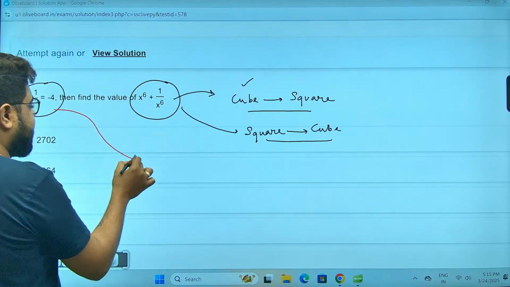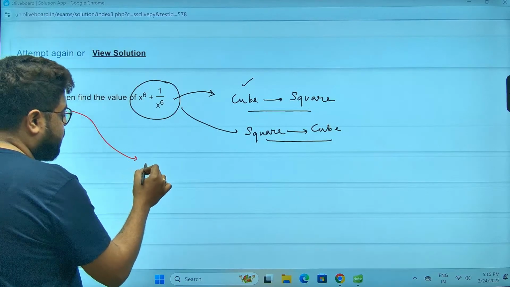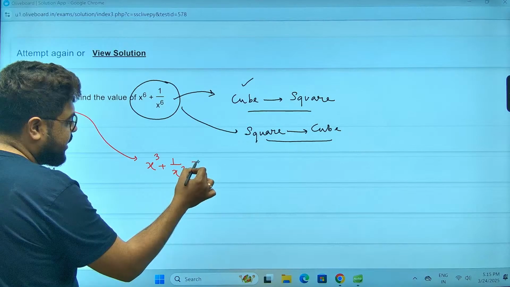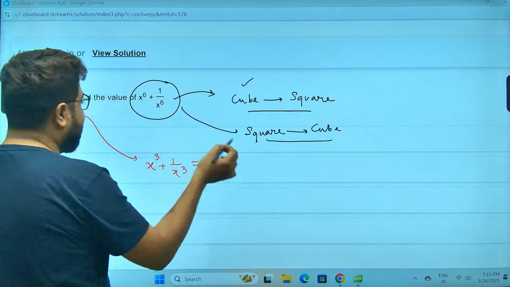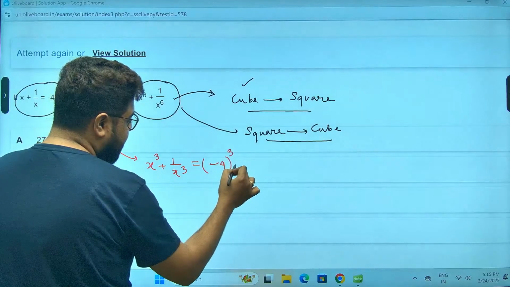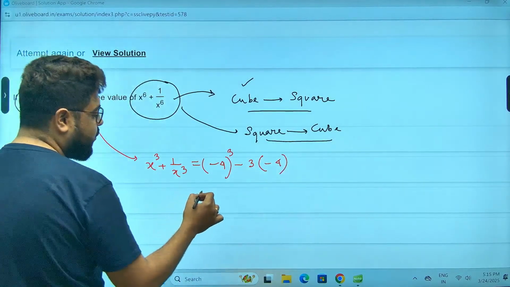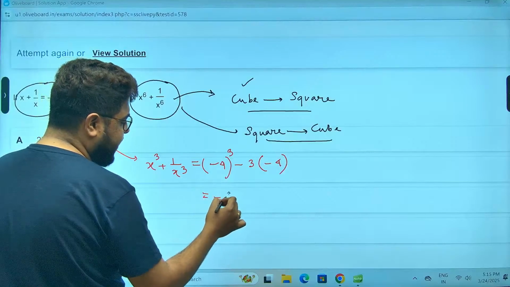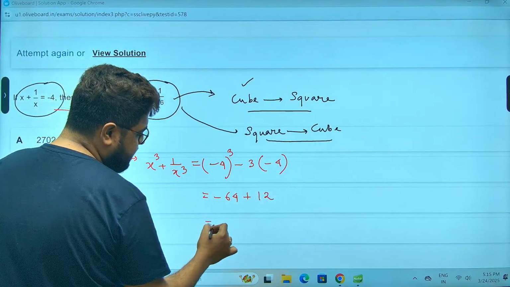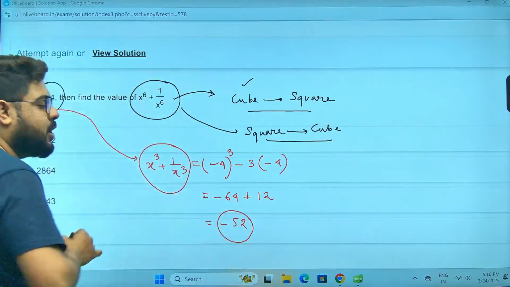Then x plus 1 by x value is minus 4. That means x cube plus 1 by x cube is how much, sir? There was a formula: p cube minus 3p. So it is minus 4 cube minus 3 into minus 4. 4 cube is 64, so minus 64 plus 12, which gives us minus 52, sir. This is only half done. I have just gone till cube.